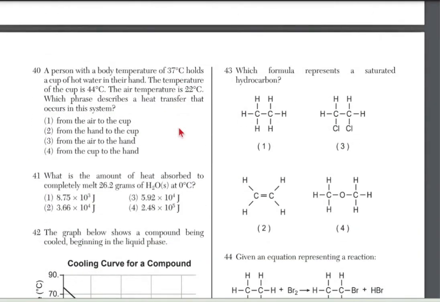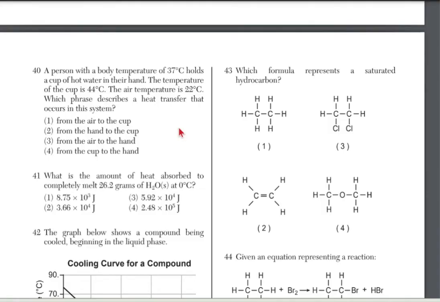A person with a body temperature of 37 degrees Celsius holds a hot cup of water in their hand. The temperature of the cup is 44 degrees Celsius. The air temperature is 22 degrees Celsius. Which phrase describes the heat transfer that occurs in this system?